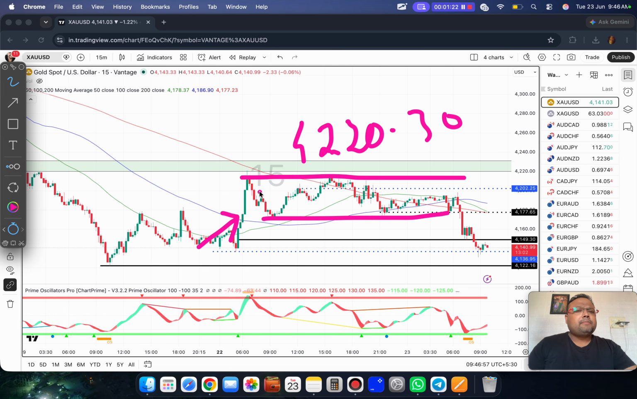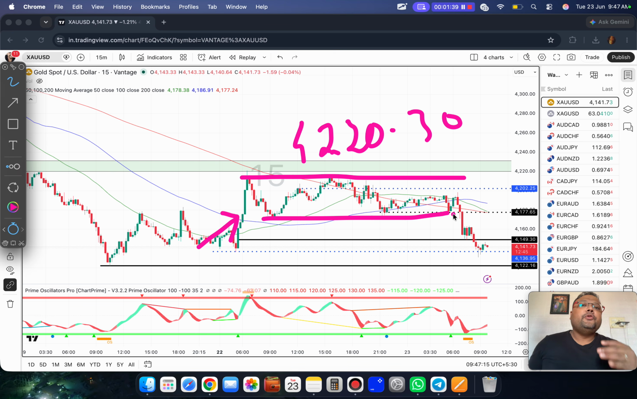Till yesterday, the market was a bit sideways, but right now we can clearly see that the market is under pressure. So we need to plan our trades accordingly. And on the chart of gold, 4220-4230 is still the strongest resistance.